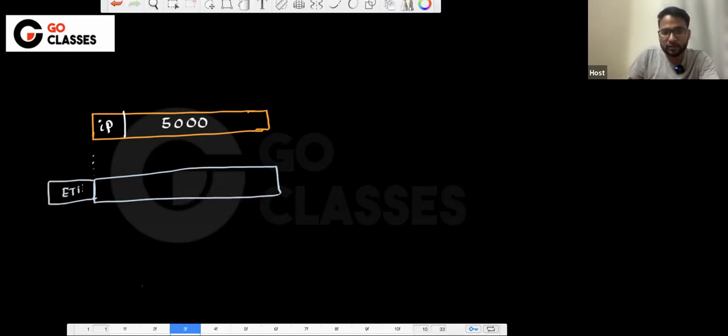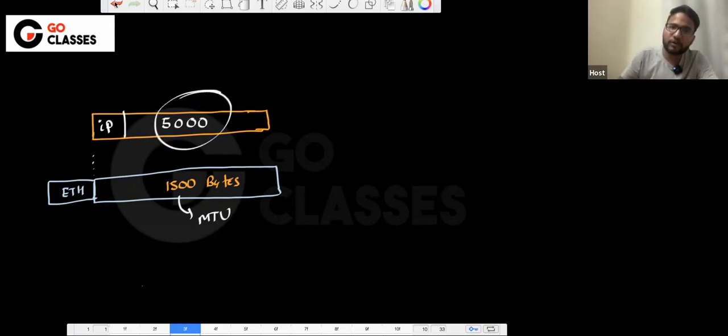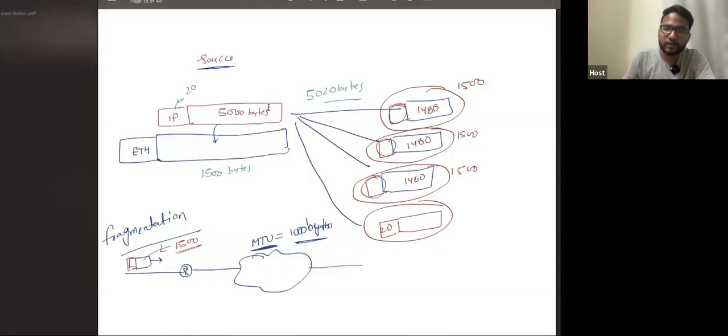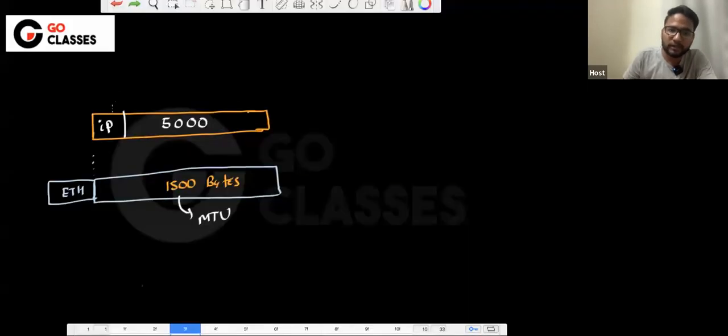Let's suppose you're taking the Ethernet protocol, and in this case there will be 1500 bytes of data that you can carry, which means including this IP. So this MTU is basically the data you can carry at the data link layer, which means that you need to divide this 5000. Let's suppose this is 5000, and this is 20.